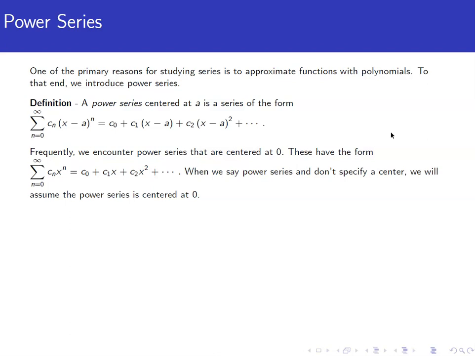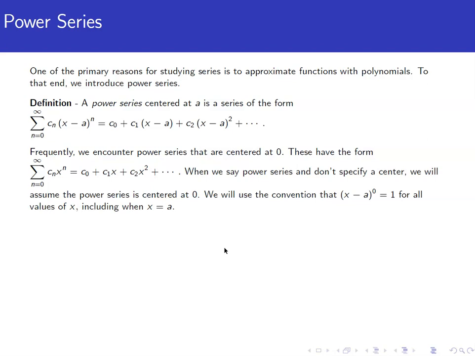A lot of the series that we'll deal with tend to be centered at 0. So if it's centered at 0, if our a is 0, then we just really do get this thing that looks like an infinitely long polynomial. If we don't specify a center and we say the word power series, we're going to assume that we really do mean that it's centered at 0.